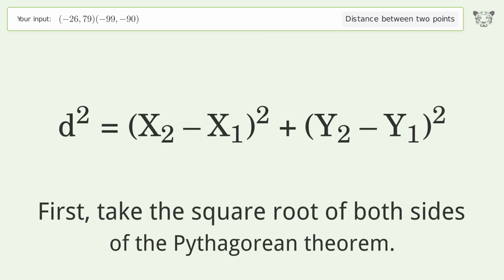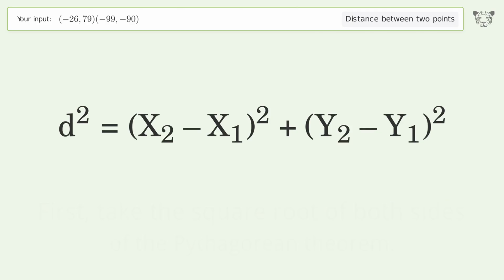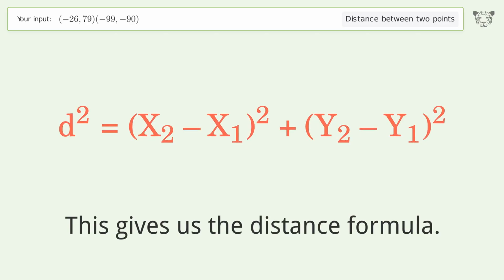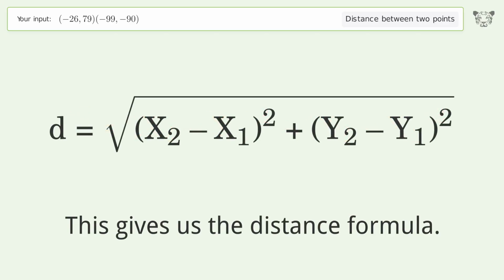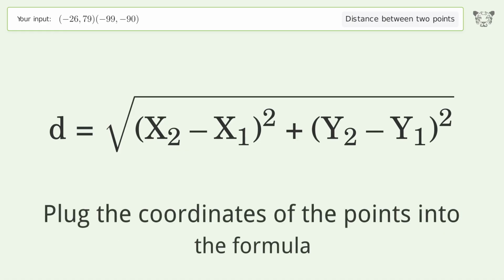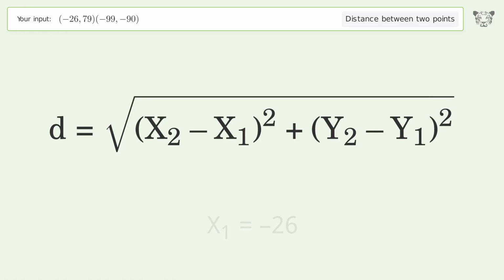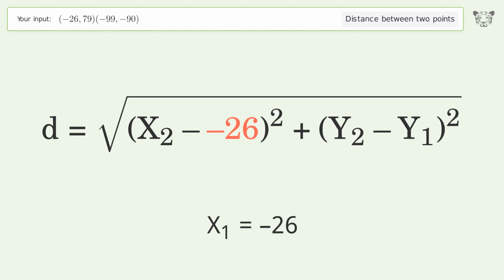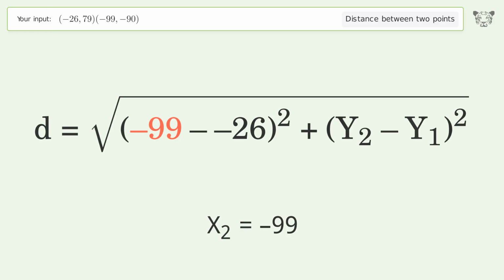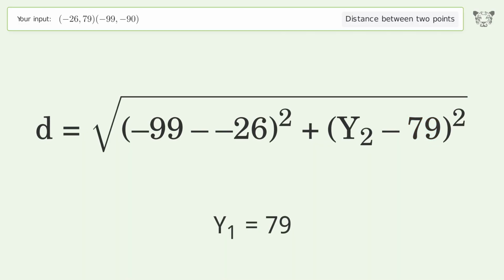First, take the square root of both sides of the Pythagorean theorem. This gives us the distance formula. Plug the coordinates of the points into the formula. x1 equals -26. x2 equals -99. y1 equals 79. y2 equals -90.